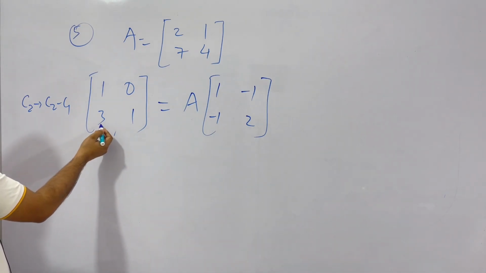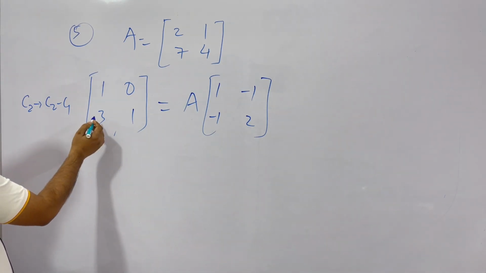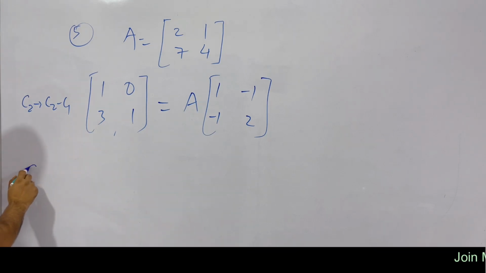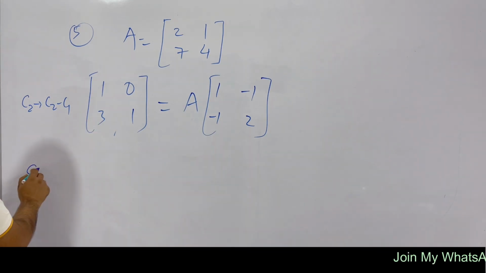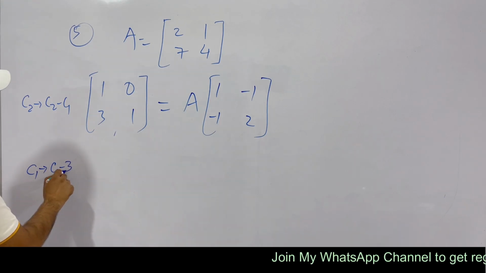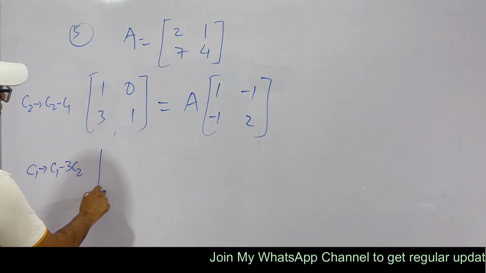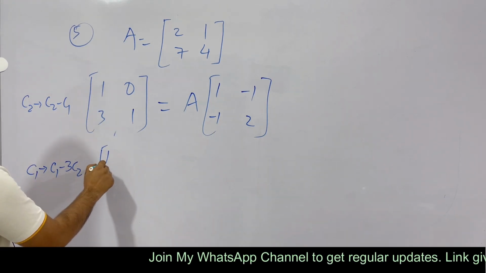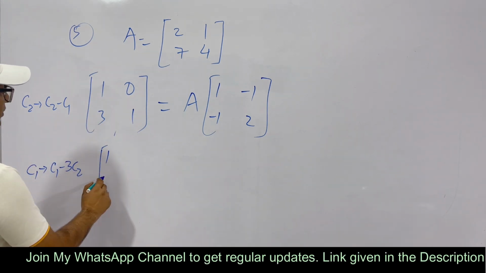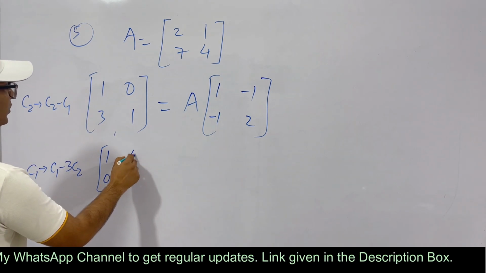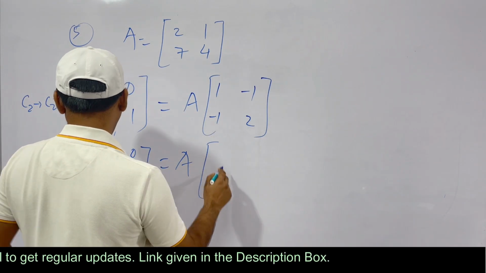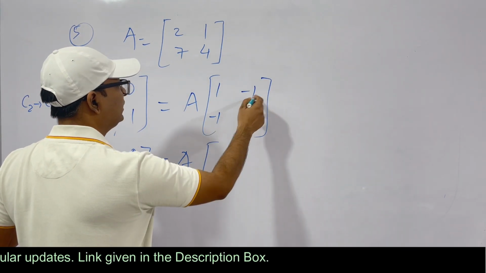We have to make this equal to 0. That is what we want. How can we make? See, we do operation on column 1. What we do? Column 1 minus 3 into column 2. This is 0, so no issue. So column 1 minus, see, this minus 3 of this. So 1, this minus 3 of this, 0, and column 2 remains same, 0, 1.